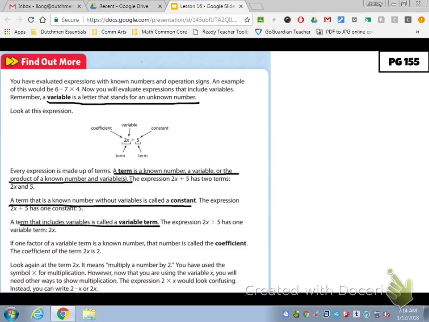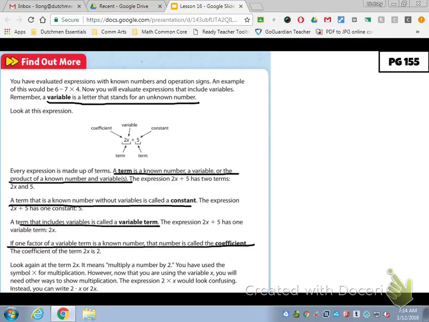A term that includes variables is called a variable term. Obviously, it's a term. It has a variable, so it's a variable term. So in the expression 2x plus 5, 2x, because it's a variable and a number, is a variable term. If one factor of a variable term is a known number, that number is called the coefficient. Whenever you have a variable term, meaning you have a number and a variable, the coefficient is the number that is connected to the variable. So in 2x plus 5, 2x would be our variable term. The coefficient would be the 2 because it is the number connected to the variable.